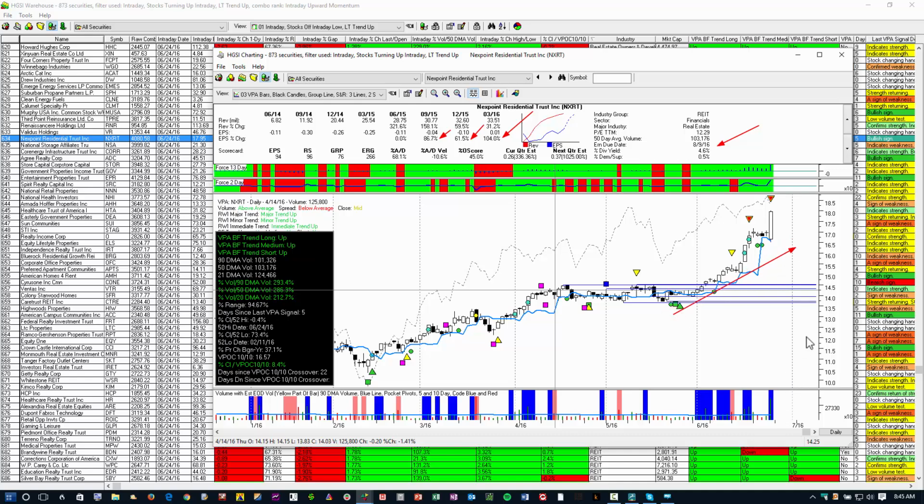Pocket pivot here, pocket pivot here. There were pocket pivots here. There was a negative pocket pivot on one day here. You can see the little spike there, but it's stayed above the VPOC 1010 this whole time. Let's look at one more, and then I'm going to end this.